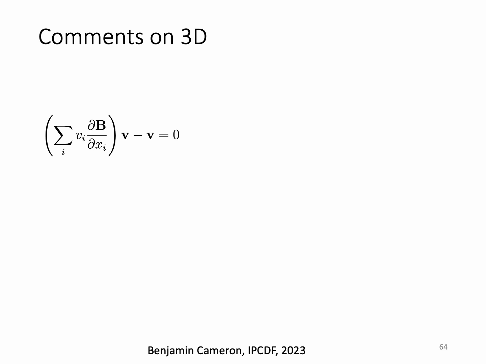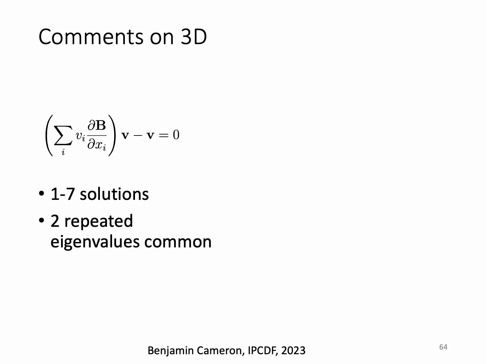So just a couple of comments on 3D. We can do exactly the same thing, and it'll just be three equations of second order, which we can solve when all the eigenvalues repeat, and they're going to be 1 to 7 solutions, normally odd numbers of solutions. However, you can imagine that two eigenvalues repeating is much more likely than all three. So this is a very important case also.